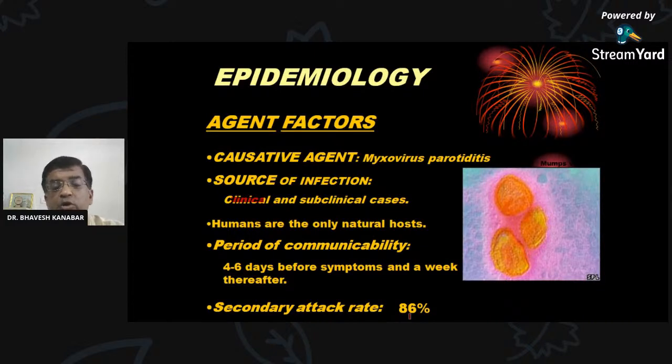Previously you know about these MMR vaccines. So these children are unprotected. Among these 100 students who are in contact with the child suffering from mumps, around 86 may develop the disease. So that is called secondary attack rate.